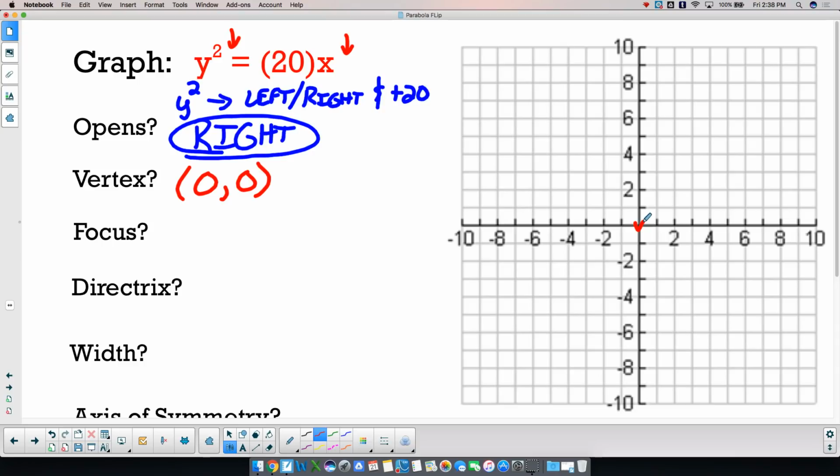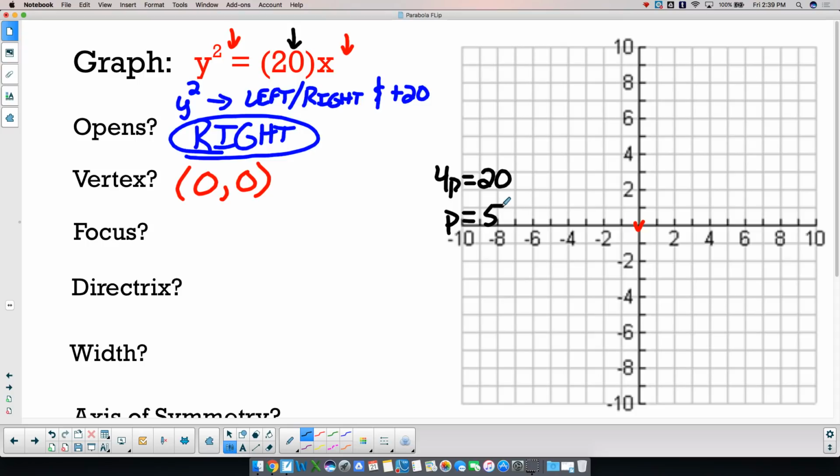Okay? Now, in order to find the focus, I'm going to have to do a little extra work. So my extra work is going to be, I am going to find where the focus is. So I'm going to say that 4p here is equal to this number in front of my non-squared term. So 4p is 20, which means that p is 5.